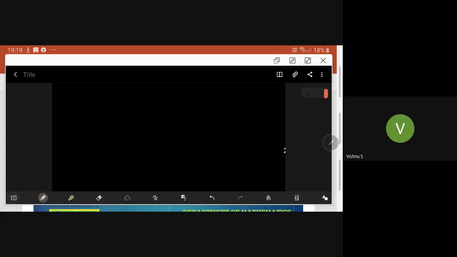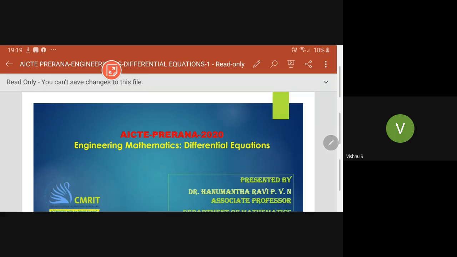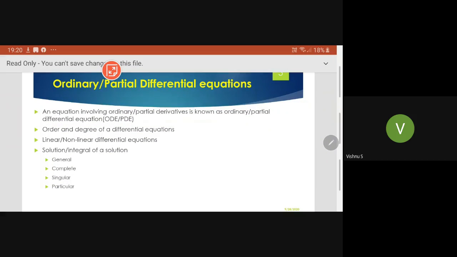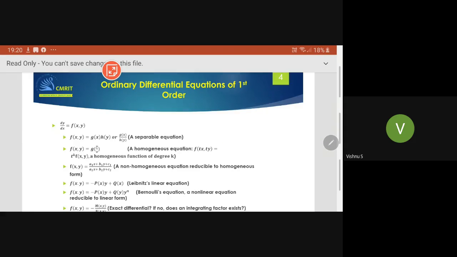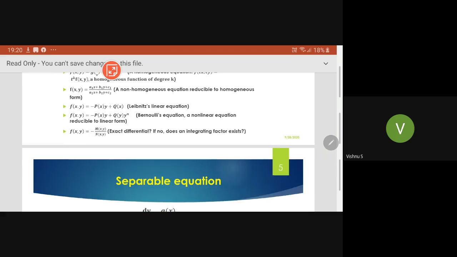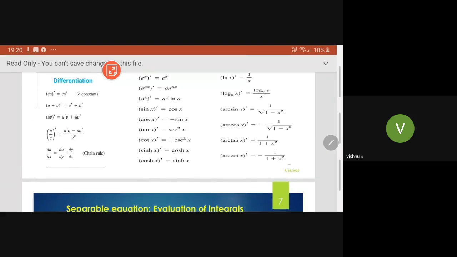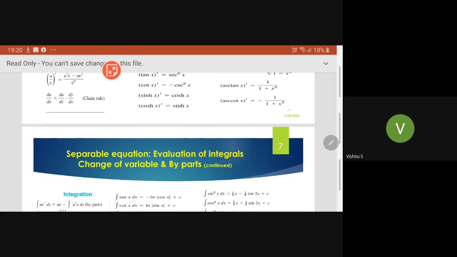So during our previous session, we discussed in detail the idea of obtaining solutions to ordinary differential equations of first order, and we have done problems. We answered some problems. We practiced some problems from the GATE.